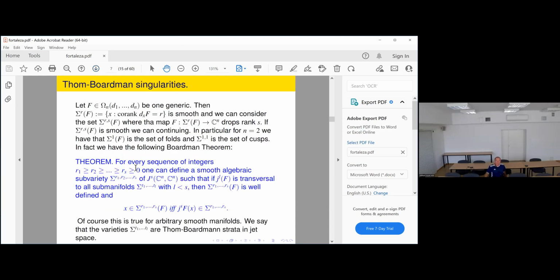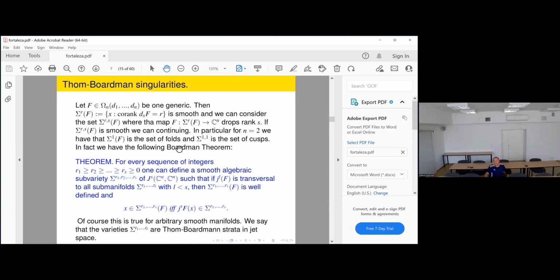And also we say something about Thom-Boardman singularities. If F is a generic mapping, then the space Sigma^r(F) of points X such that the rank of dF at X equals r is smooth, and we can consider the set Sigma^{r,s} where the map drops rank by s. If Sigma^{r,s} is smooth, we can continue.